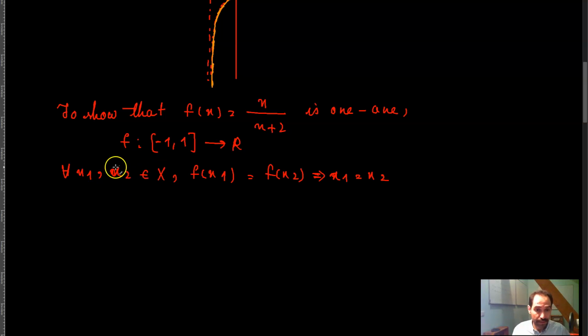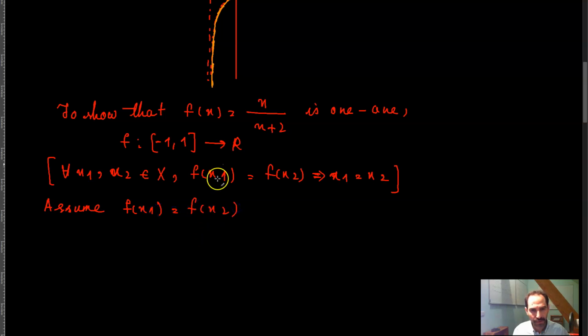Now, if I make this assumption here, this is our condition, and if I make this assumption here that is the case, then I want to prove this for this function, so I'm going to assume that f of x1 is equal to f of x2.